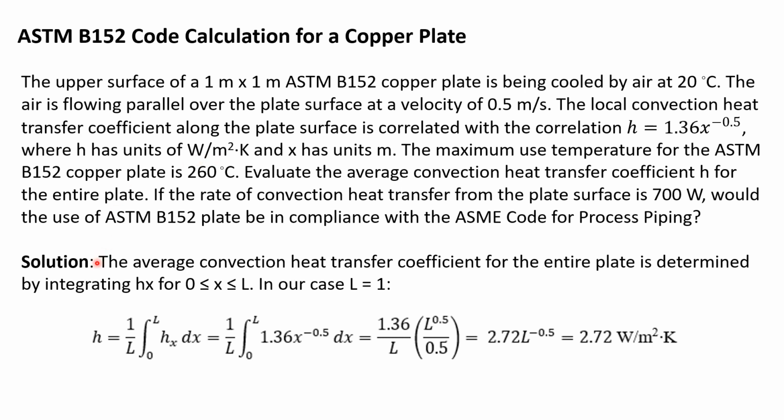So here's the solution. We can calculate the average convection heat transfer coefficient for the entire plate by doing the following integral. In our case, L here is 1. So we integrate 1 over L, the integral of H times dx. We plug in our formula and do our integration. Plug in L as 1, and we calculate that H is 2.72 L to the minus 1/2. So if we plug in L as 1, that leaves 2.72 watts per meter squared Kelvin.